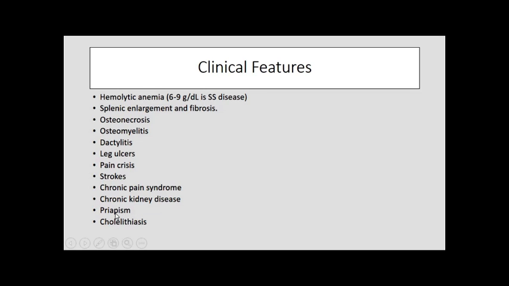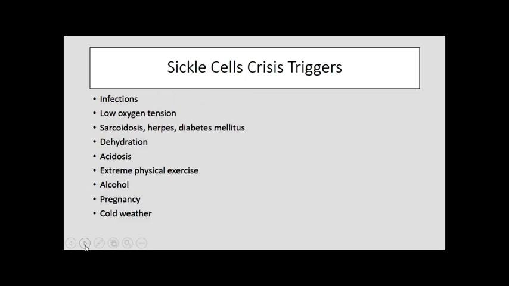Cholelithiasis. They can have gallstones. Remember bilirubin gallstones producing cholelithiasis, cholecystitis, and many different manifestations. And these are triggers for the crisis that people with sickle cell anemia have.